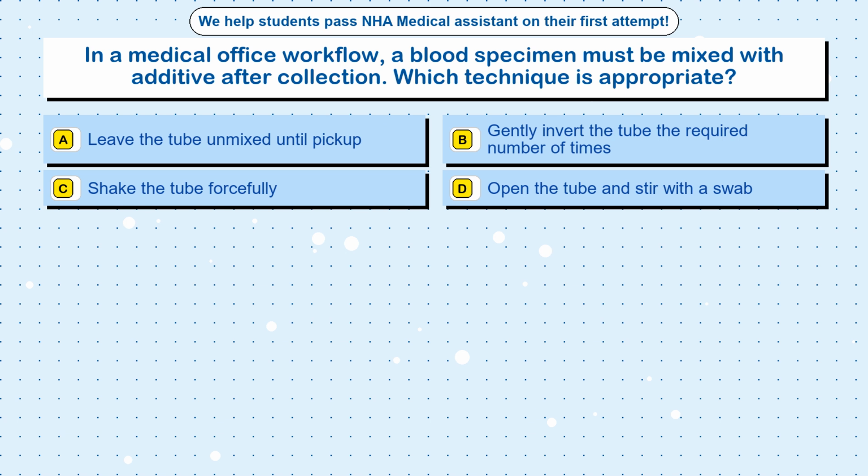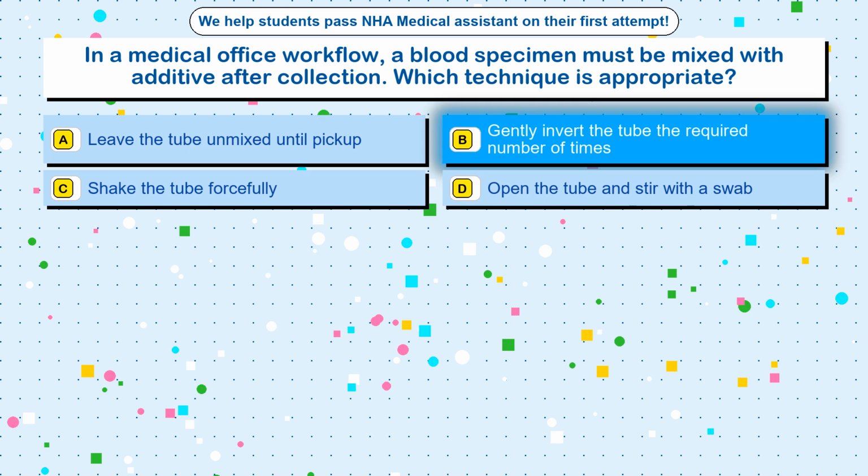Which technique is appropriate? Option A, leave the tube unmixed until pickup. Option B, gently invert the tube the required number of times. Option C, shake the tube forcefully. Option D, open the tube and stir with a swab. The correct answer is option B, gently invert the tube the required number of times.